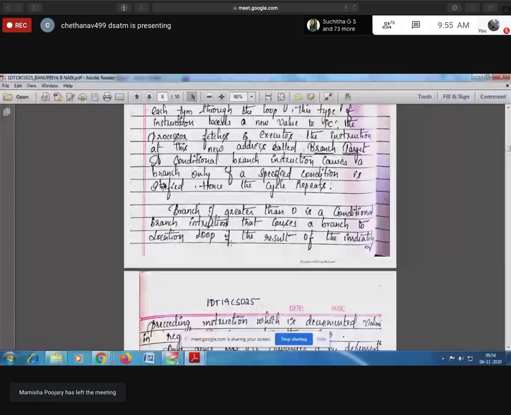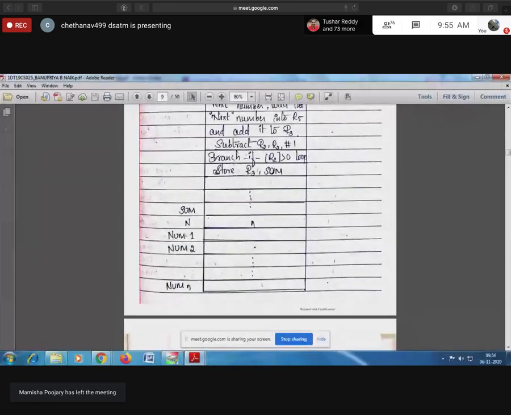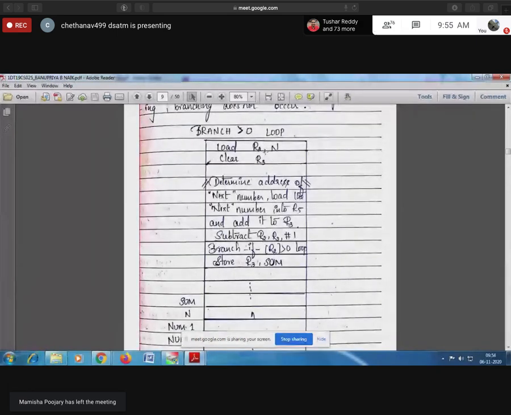This is fine actually. So whatever she has written is fine. Okay, I think it was same actually. So R2, what is R2? R2 is nothing but n numbers. Okay, n is nothing but 10 numbers.